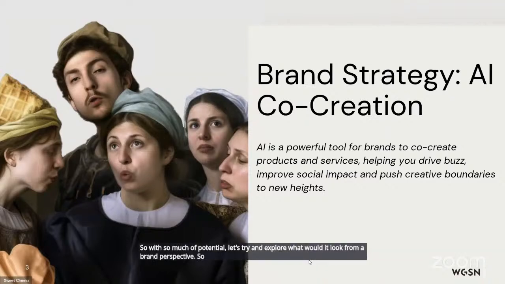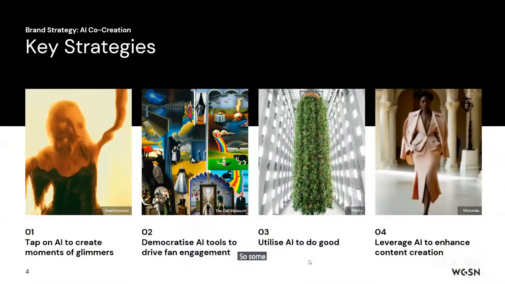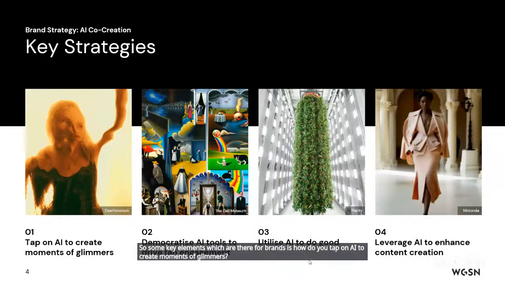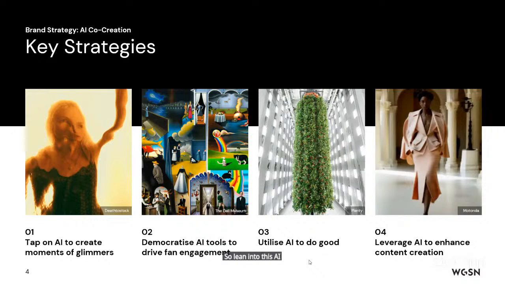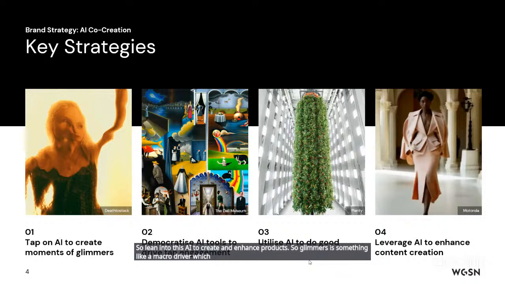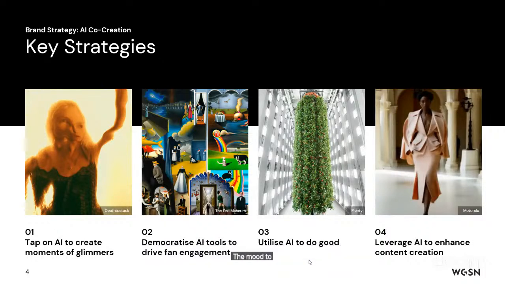So we're going to look at some key pointers under brands. Some key elements for brands is how do you tap on AI to create moments of glimmers? So lean into AI to create and enhance products. Glimmers is something like a macro driver which WGSN has been predicting over a period of time. This is how we spark joy and increase the consumer mood, the mood to make a purchase, the mood to use a product. Similarly, how do you enable your clients and your users to use AI tools to create user generated content, which is to improve fan engagement and drive loyalty.